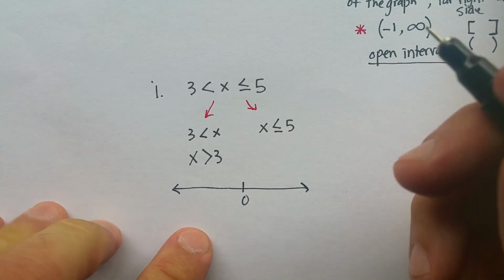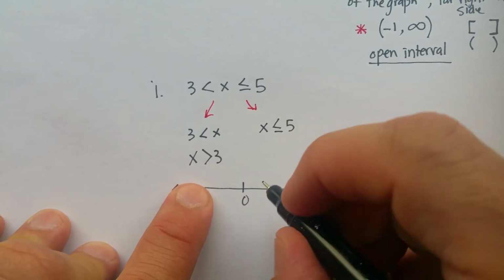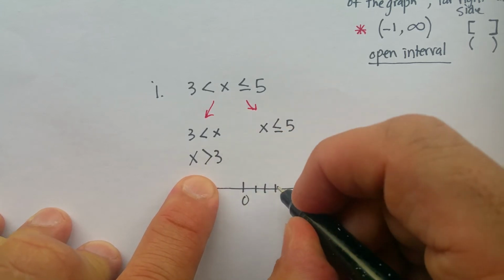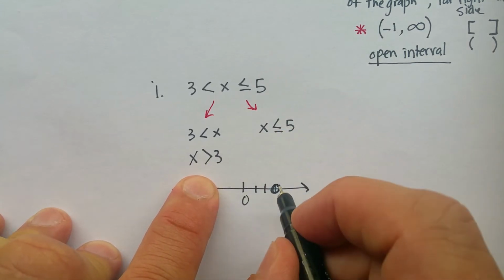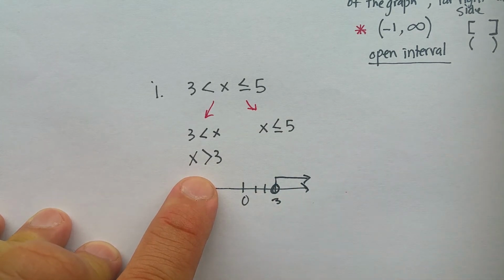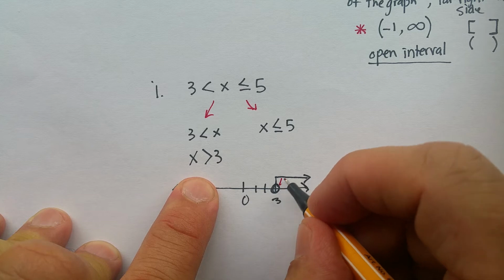There's my single number line. x is greater than 3. 1, 2, 3. So no equal sign, so I use an open circle, follow the direction of the arrow, and go in that direction. Go ahead and shade.